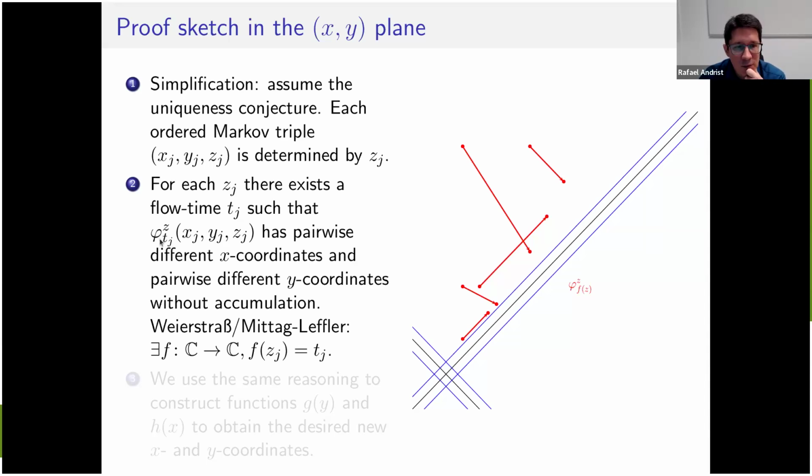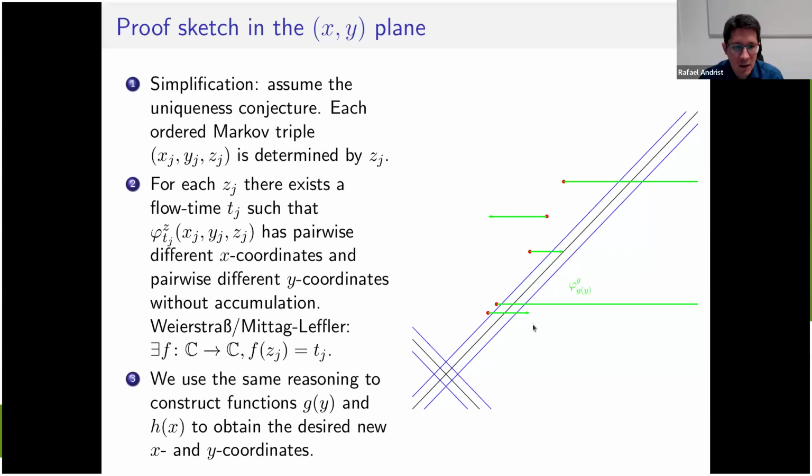And once I have found this time tj, I simply pick a holomorphic function. I can use Weierstrass or Mittag-Leffler theorems to find it, and I will get a function such that f of zj is equal to tj. And then I just plug this function in here. It's still an automorphism, as we have seen, and it will do exactly what we want. So now I move these points here, because here I have some problems, right? Here, for example, the x-coordinate is the same for these 3 points that we can see here. Now this is done. This is solved. And now I use the same reasoning. I apply phi y.